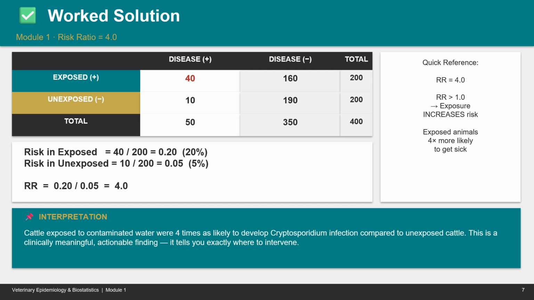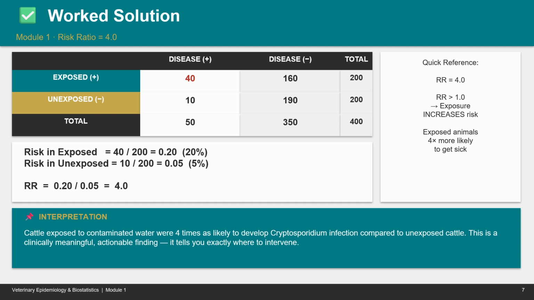Walk through it. We fill in the table. 40 infected in the exposed group, so 160 were disease-free. That gives us our 200 total. Same logic for the unexposed. 10 infected, 190 disease-free. Risk in the exposed group is 40 divided by 200, which is 0.2 or 20%. Risk in the unexposed group is 10 divided by 200, which is 0.05 or 5%.